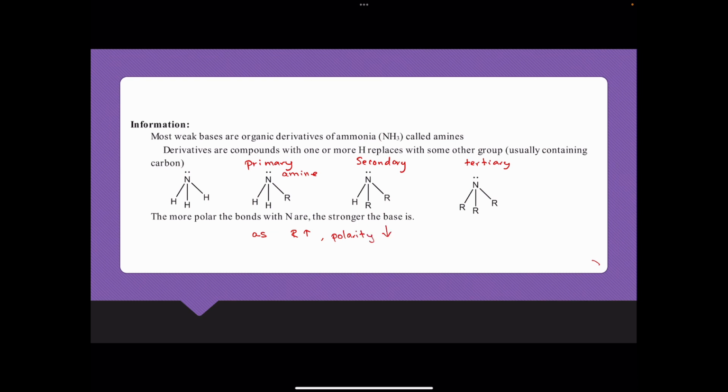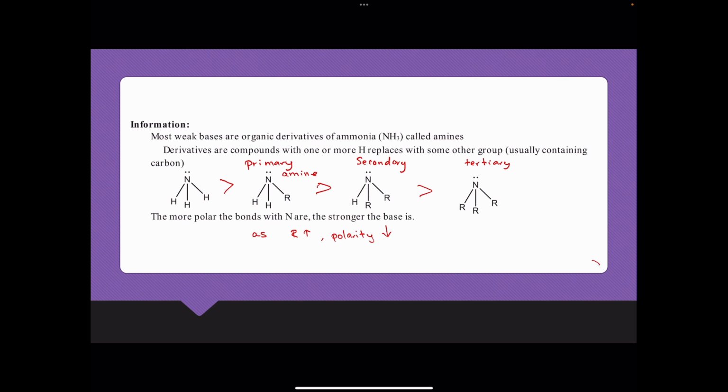So if we were to rank these, the ammonia will be the most polar. It would be the stronger base. If I had all 3 hydrogens replaced, that's going to be my weaker base. So both acids and bases, strengths are going to depend on polarity.